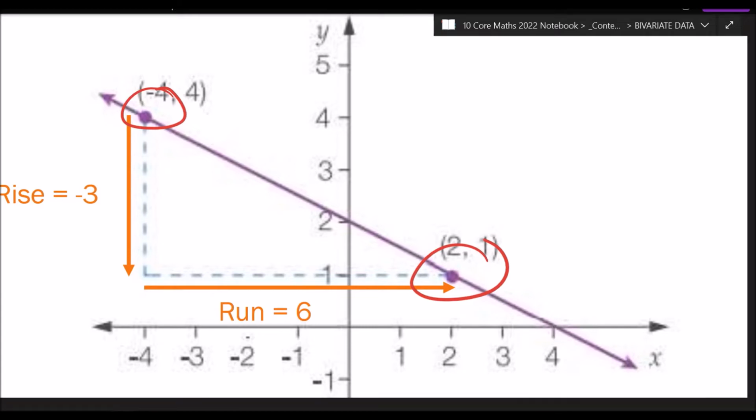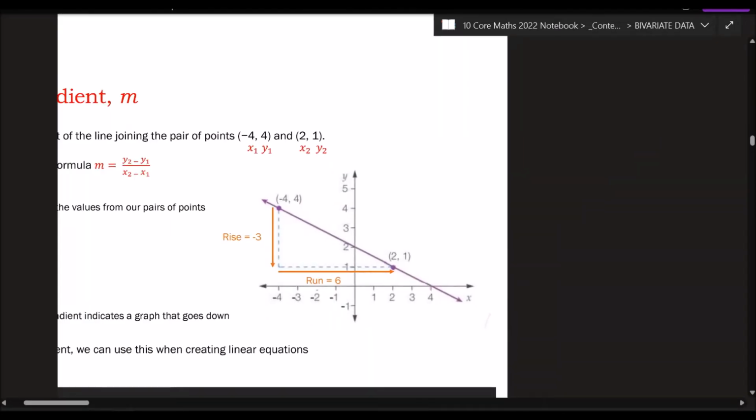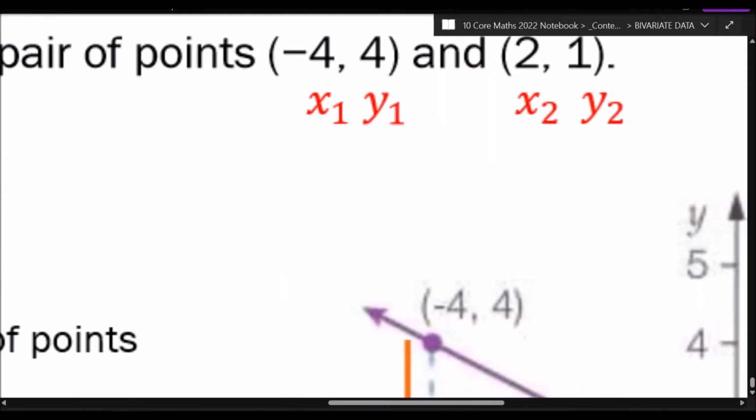So the 2 points have to be on the line. You can't pick a random point here and a random point here, for example, because they're not on the line. Always pick 2 points that are exactly on the line. So these points are on the line, okay? And be mindful, when we talk about points, we're talking about the coordinates.